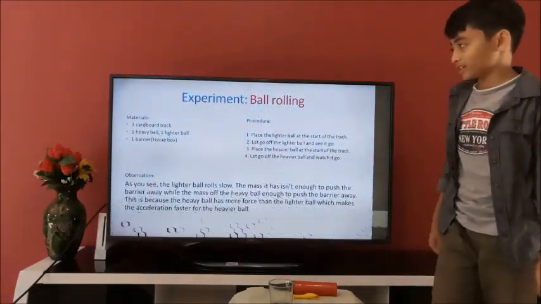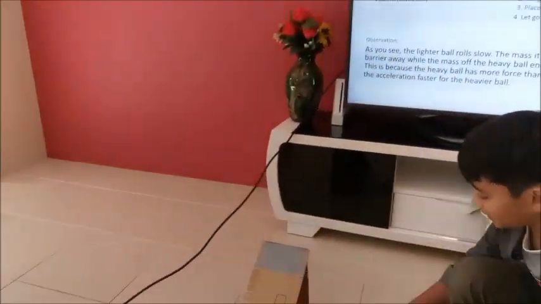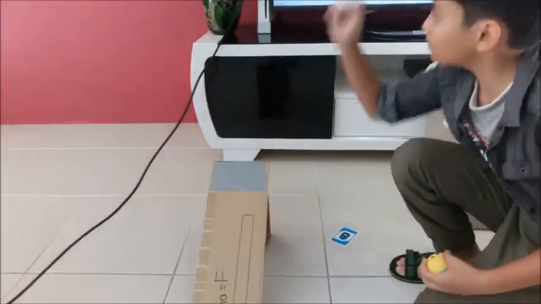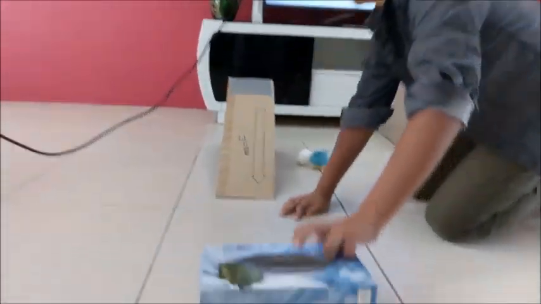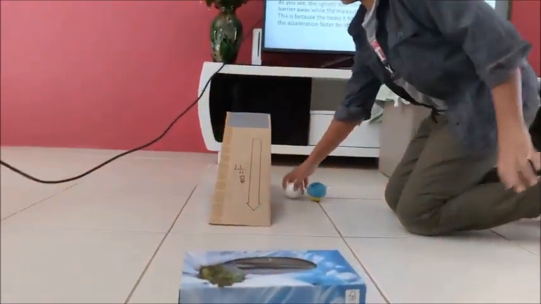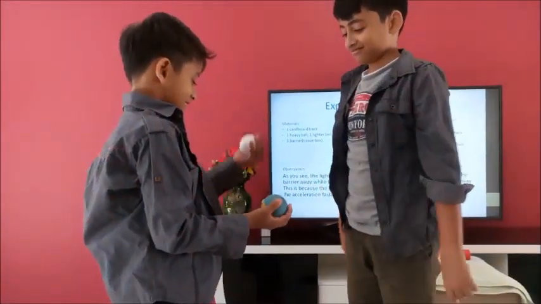Experiment. Ball rolling. You'll need one cardboard track, one heavy ball, one lighter ball, and a barrier, for example, a tissue box. Procedure. Place the... Mr. Shajin, which ball is lighter? This one.